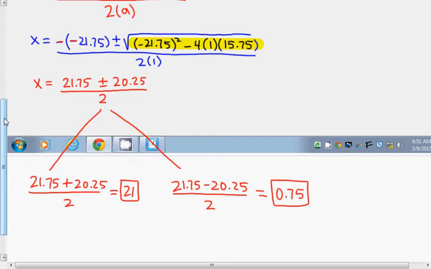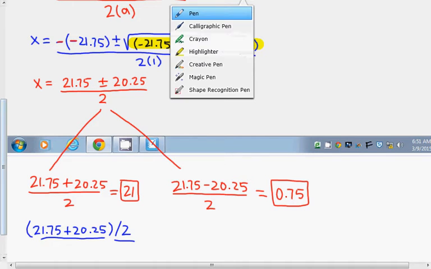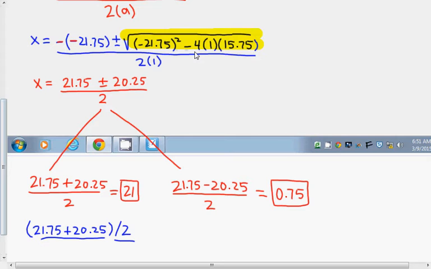Okay, typing all of these things on the calculator requires some expertise. You would have to put parentheses around 21.75 plus 20.25, and then divide by 2 if you're going to type that in all at once. Or you would need to find the sum, hit equals, and then take that answer and divide by 2, so be careful about that.